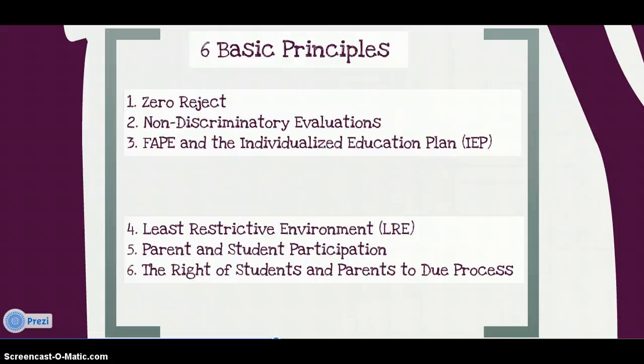Number 3, FAPE and the Individualized Education Plan, IEP, which sets the standards for what constitutes appropriate education for a particular student. Number 4, least restrictive environment, LRE, which holds that delivery of special education services should occur in the general education classroom to the maximum extent appropriate. Number 5, parent and student participation, which requires that parents partner with the schools in the processes related to special education. And number 6, the right of students and parents to due process, which provides a grievance procedure when parents and schools disagree about services.